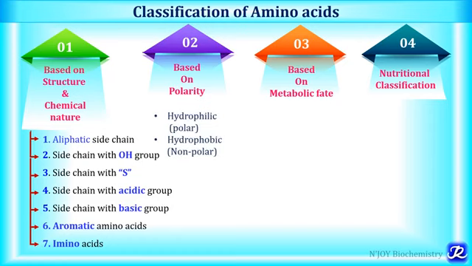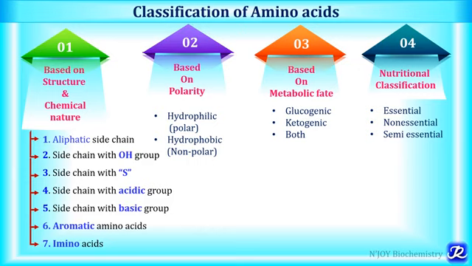Based on the polarity, there are two different types of amino acids: hydrophilic, which are polar in nature and soluble, and hydrophobic, which are non-polar and insoluble. Based on the metabolic fate, they can be glycogenic, ketogenic, or both glycogenic and ketogenic. Based on the nutritional requirement, they can be essential, non-essential, or semi-essential.